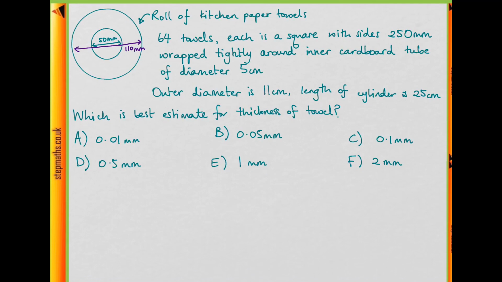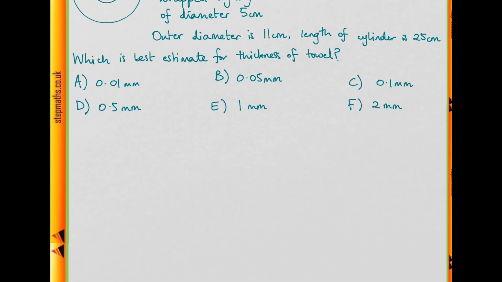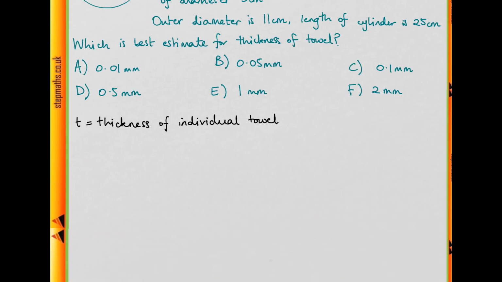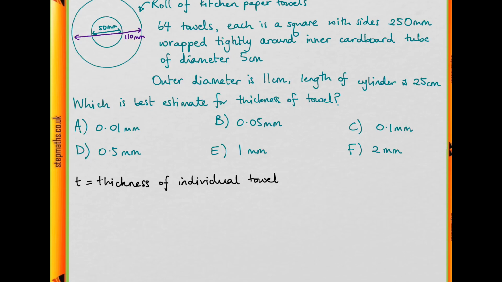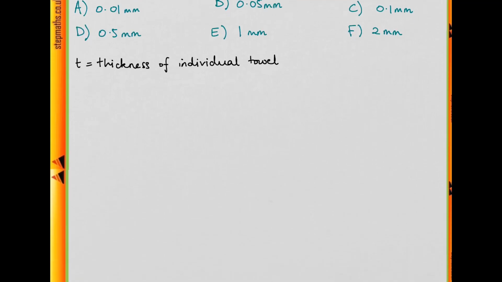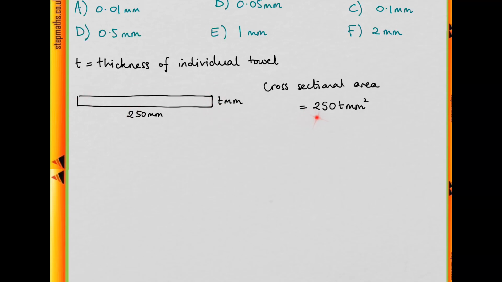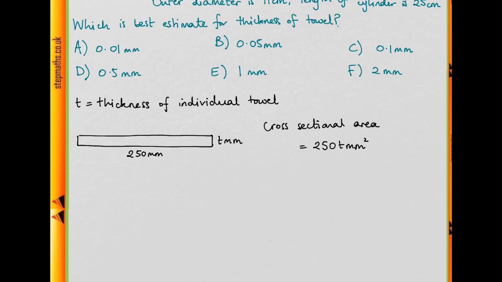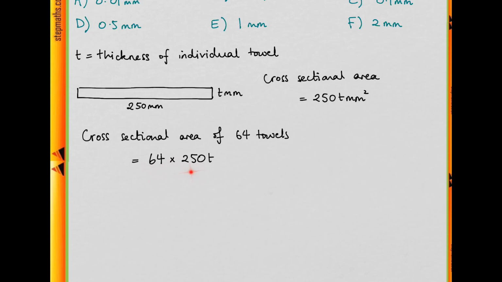Okay, so basically if we work out the cross-sectional area of the 64 towels and put that equal to this cross-sectional area here, then we'll be able to work out a thickness. So if I say T stands for thickness, then the cross-section of a single towel is going to be like this, right? 250 millimeters long and T millimeters thick. So the cross-sectional area is going to be 250 T. And as for one towel, so for 64 towels, then it's just going to be 64 times 250 T.